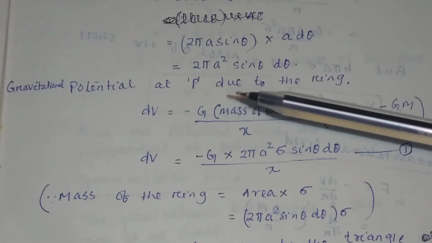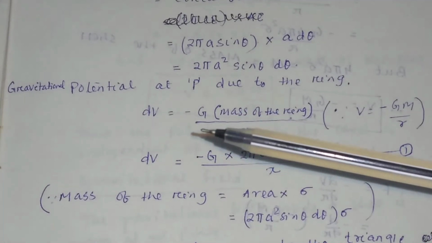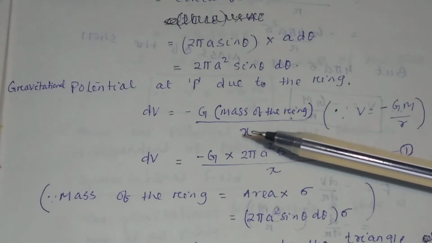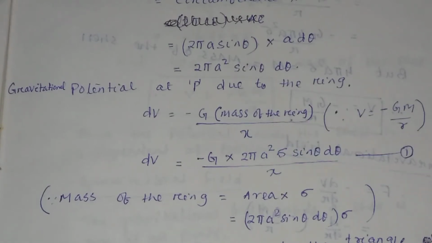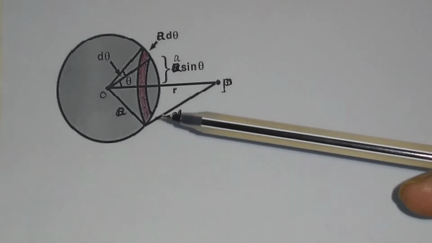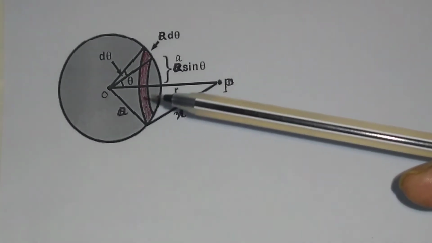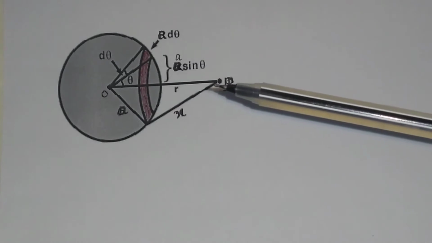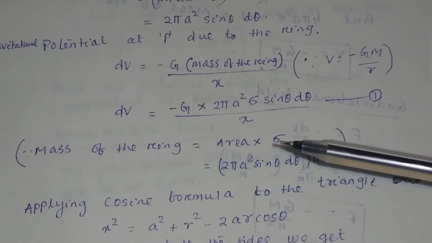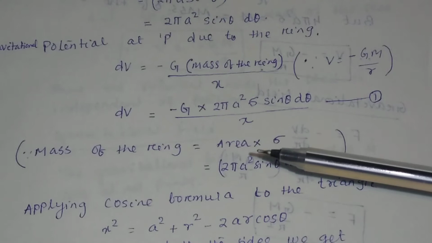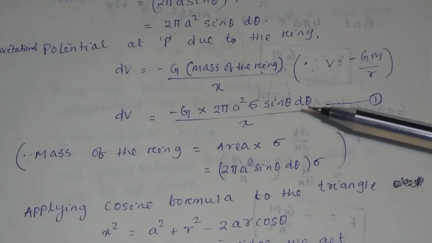What is the gravitational potential at P due to this ring? The gravitational potential at P, suppose equal to dV, is equal to minus G into the mass of this ring divided by x, where x is the distance of this ring from the point P. As shown in this figure, this is the distance x from the ring of width a d theta to the point P. Since the mass of the ring is equal to area into sigma, that is the mass density, you can calculate the mass of this ring by multiplying area with sigma. So this is equal to the mass of this ring.